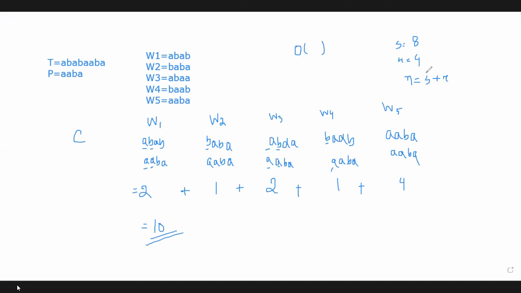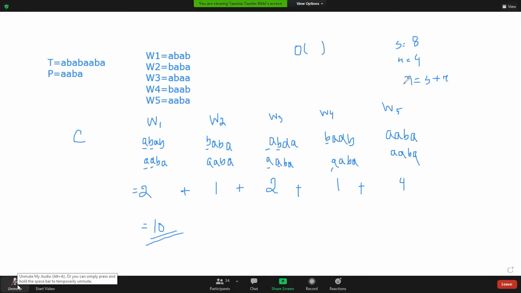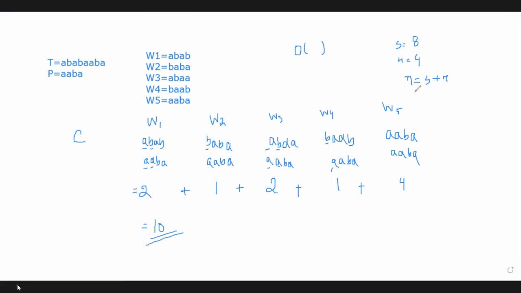Is it order of n? The time complexity of this function is order of n, that means the complexity of the task is proportional to the number of inputs. What do you think? Is that correct? It's not correct. It's not n. The correct result is order of n square.